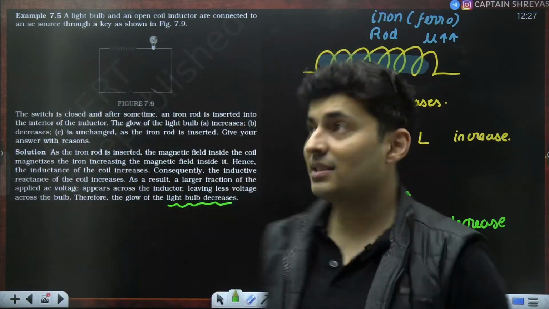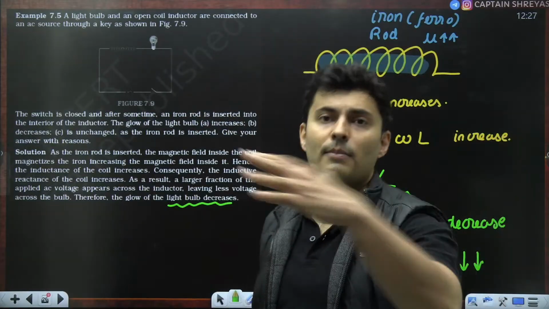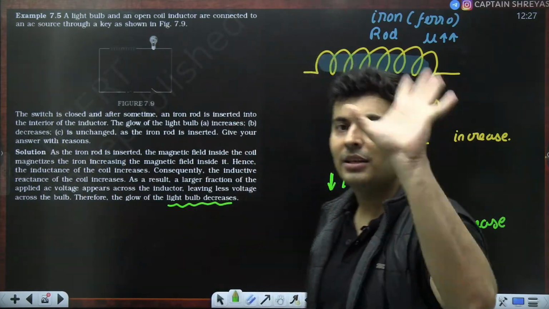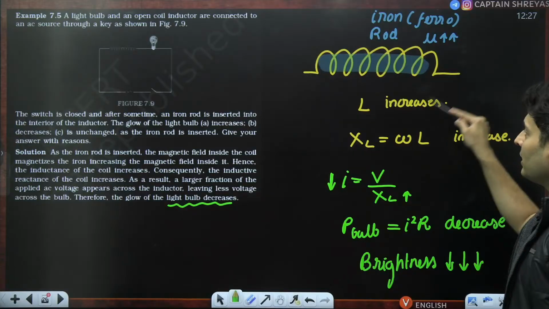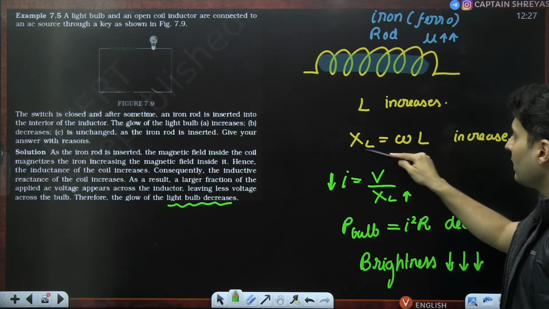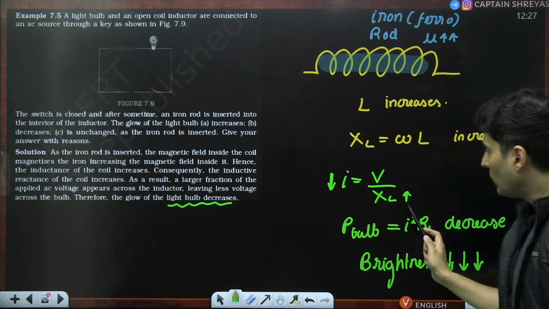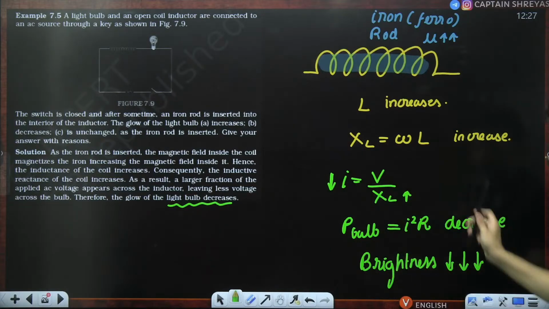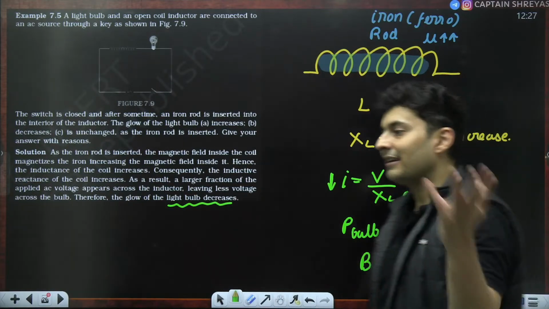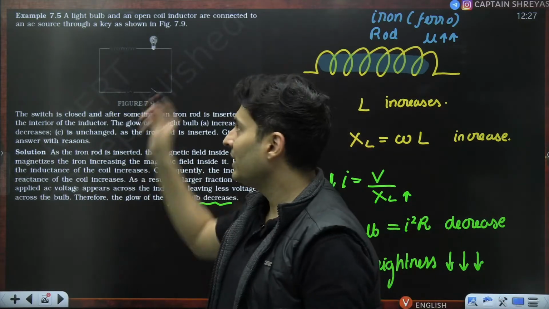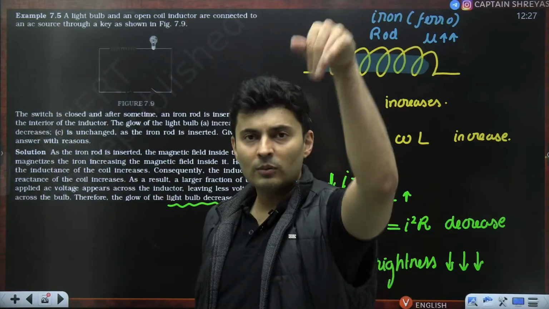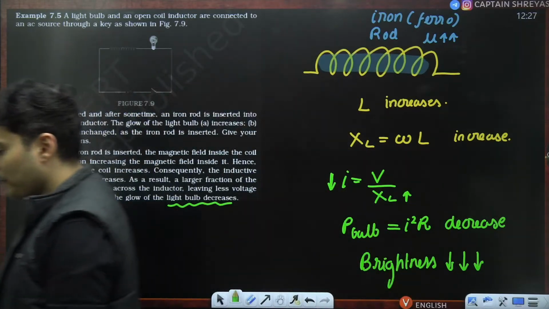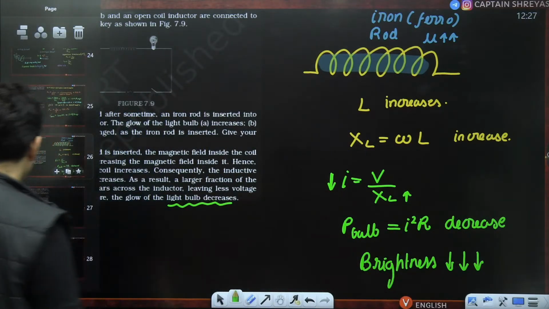But if the question said not iron rod, diamagnetic rod, then everything will be opposite. Permeability will decrease, L will decrease, XL decrease. So current increases, power increases, brightness increases. So a diamagnetic rod will increase it, para and ferro will decrease the brightness. Is this clear? Very good.